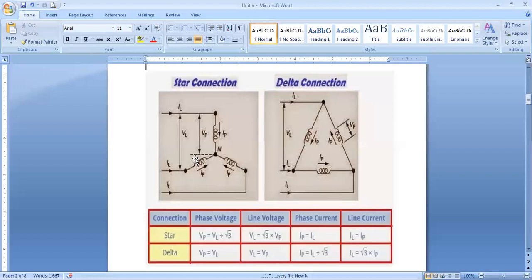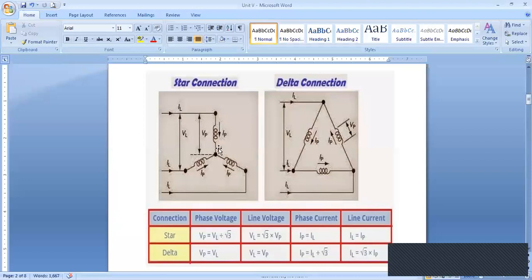Now, try to understand the concept of phase and line. Whenever we have the quantities, that is the voltage or current, between the single line and the neutral, for the star connection, it will be single line and the neutral, then it is known as the phase voltage or phase current. The total current flowing through a single line is known as the phase current.